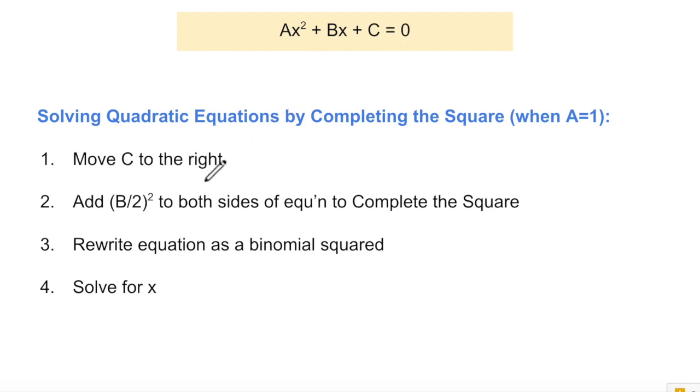We're going to move c to the right. We're going to subtract c out of the left side of the equation and move it to the right side. Second step is we're going to add b over 2 quantity squared to both sides of the equation so that we can complete the square. Then we'll have a perfect square on the left. Then we're going to rewrite the equation as a binomial squared and solve for x. So let's see how that works.